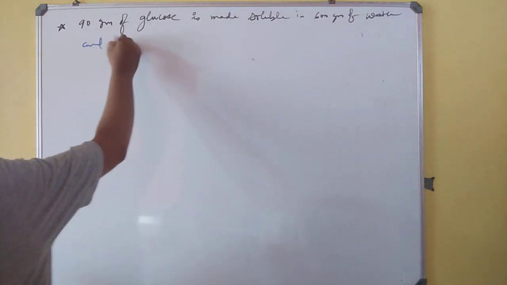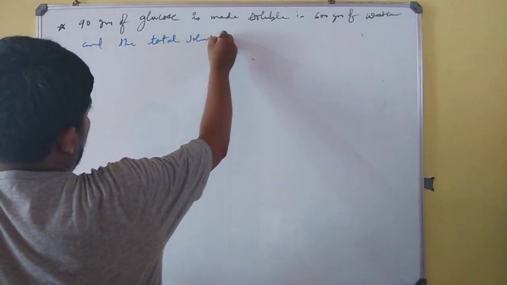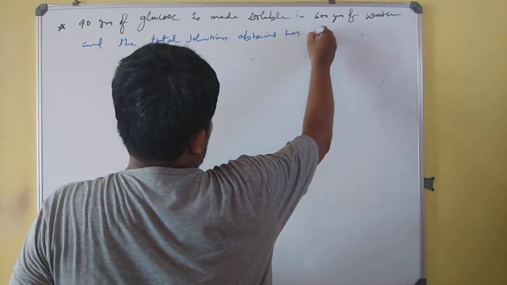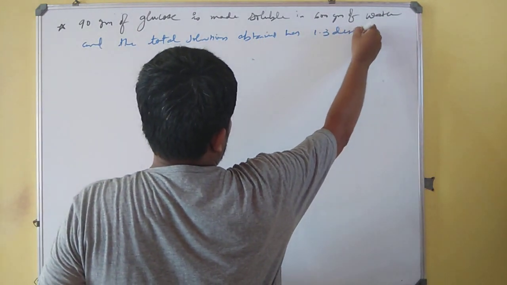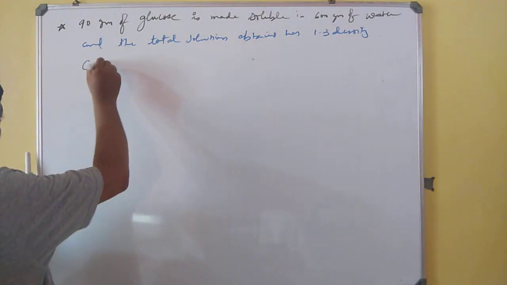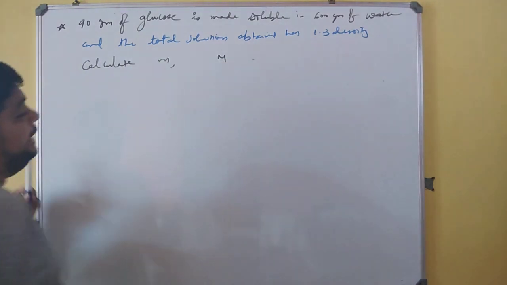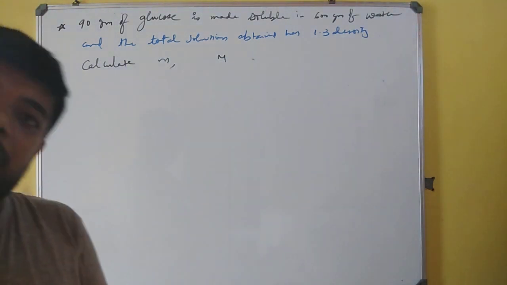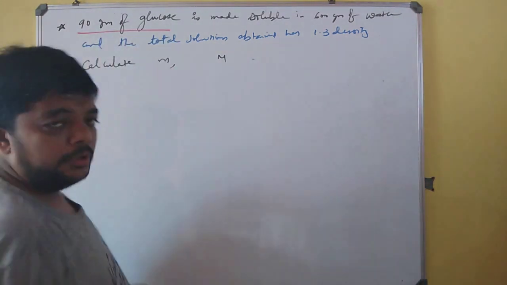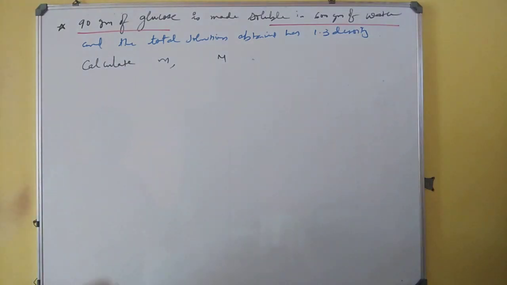and the total solution obtained has 1.3 density. Calculate molality, molarity." So over here we have the solute 90 gram, we have the water, that is solvent, 600 gram.